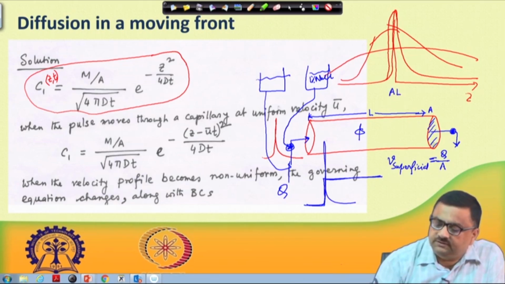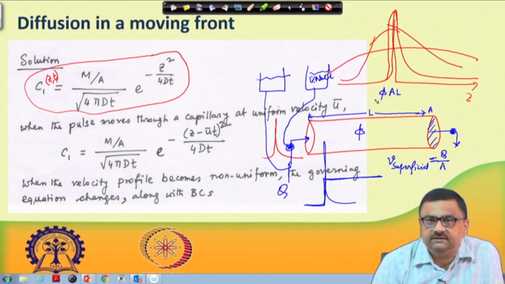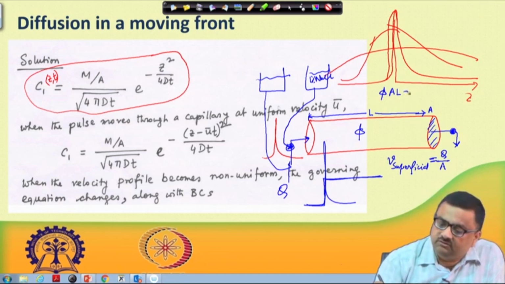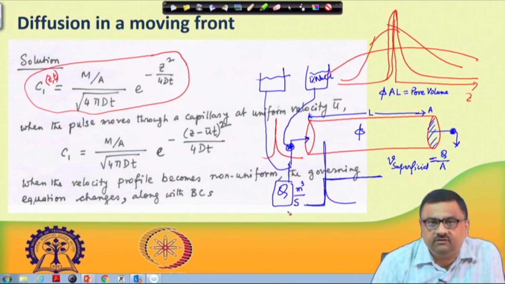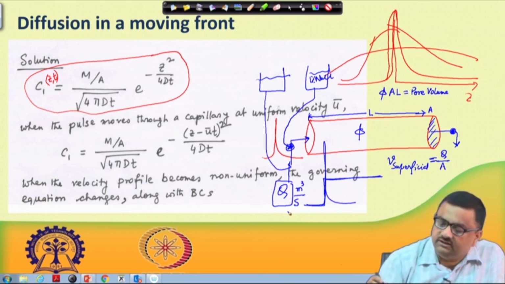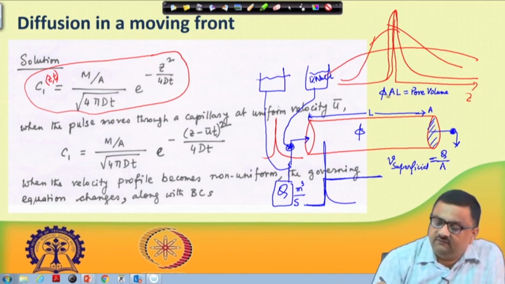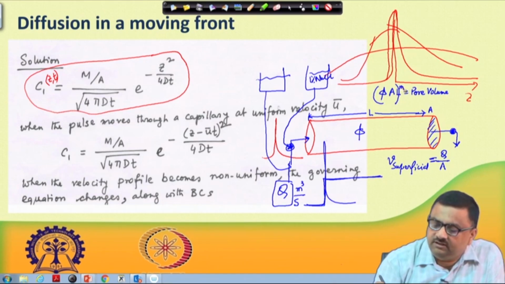So, the volume of this entire medium is A into L. If we multiply this with phi, this is the pore volume. So, this is equal to the pore volume. Essentially, I expect that if I am injecting at a flow rate of Q, let us say Q meter cube per second is the flow rate which we are injecting, and phi into A into L, A is in meter square and L is in meter, phi is dimensionless since it is porosity. So, this is phi into A into L meter cube.